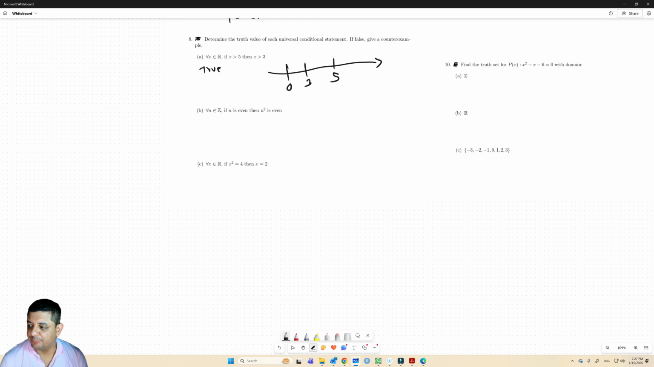Now, for all n that belongs to the integers, if n is even, then n squared is even. This is something that you can actually kind of prove. If you say that something is even, it's because it's twice another integer. So this will be a representation of even. And when you do n squared, you get 4k squared, which you can see as twice 2k squared, or twice some number s. So actually n squared is even too. So this will be true.